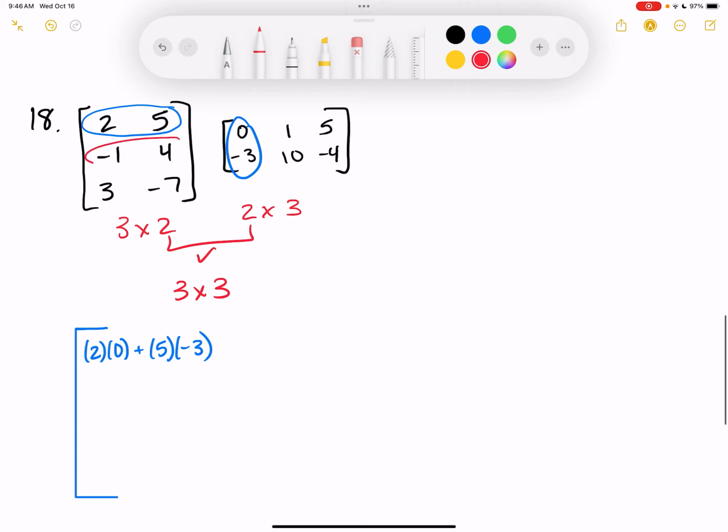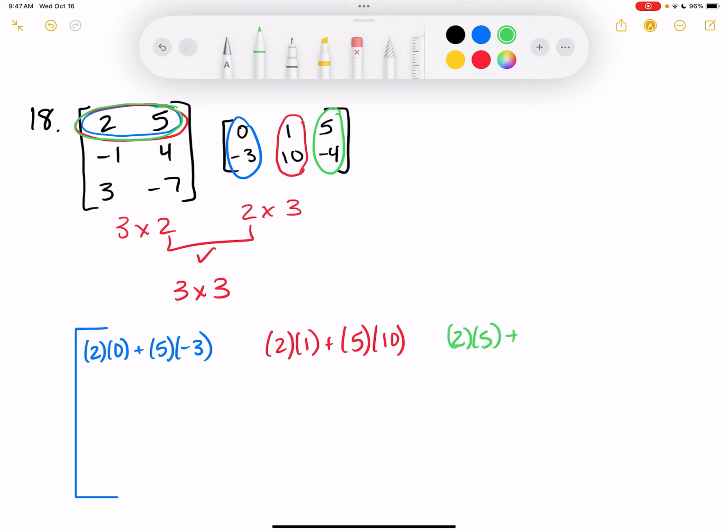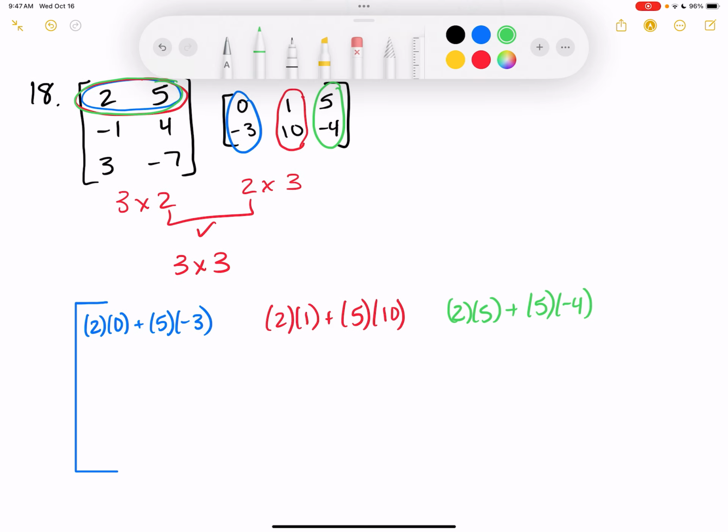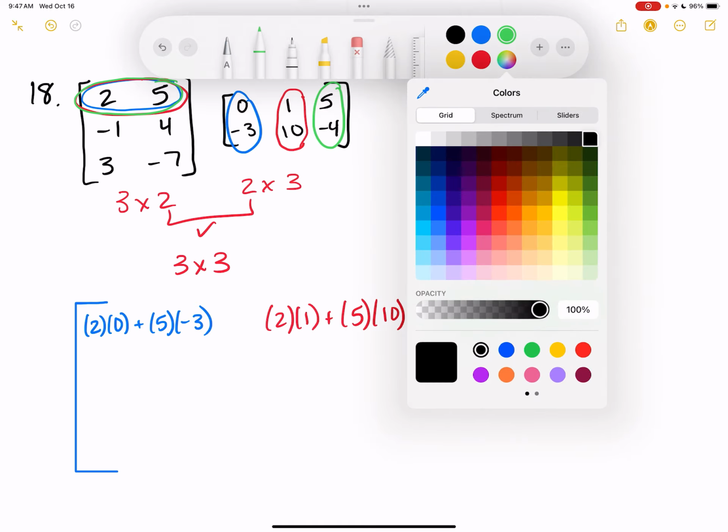Now, second row, or nope, I lied. First row, second column. I need to go across. 2 times 1 plus 5 times 10. First row, third column. 2 times 5 plus 5 times negative 4. Oh, so we could just copy the negative 3 all the way down.